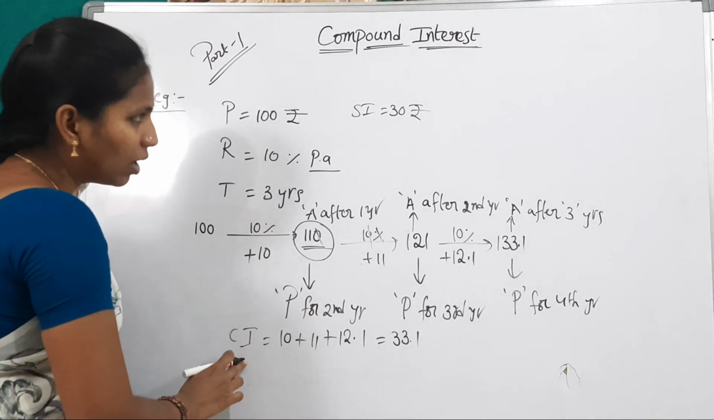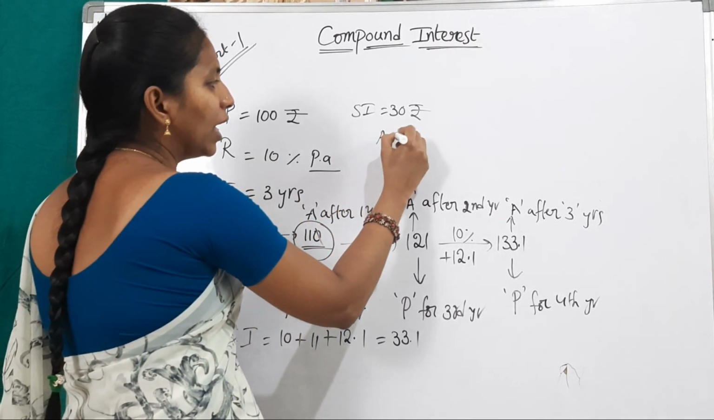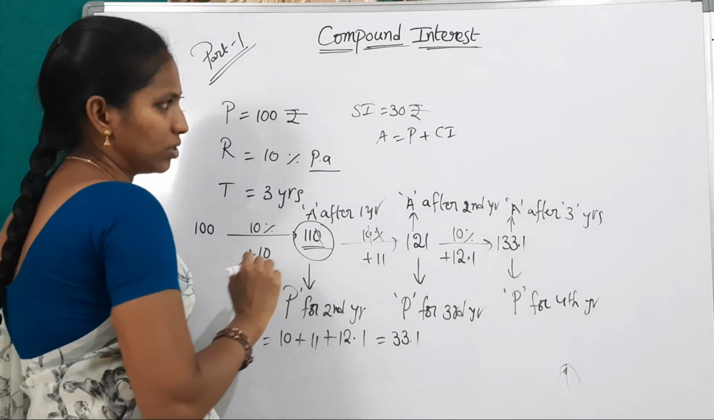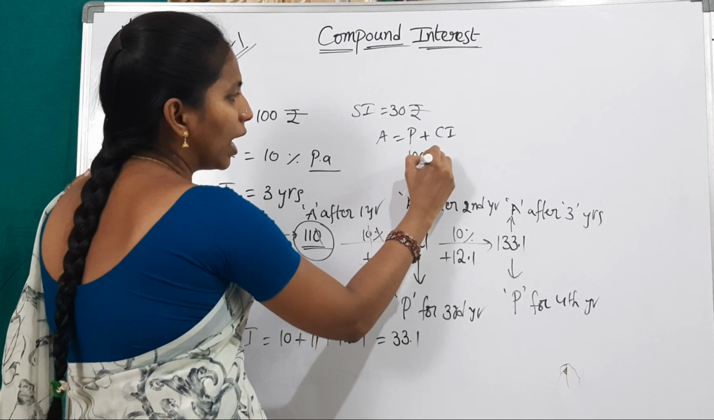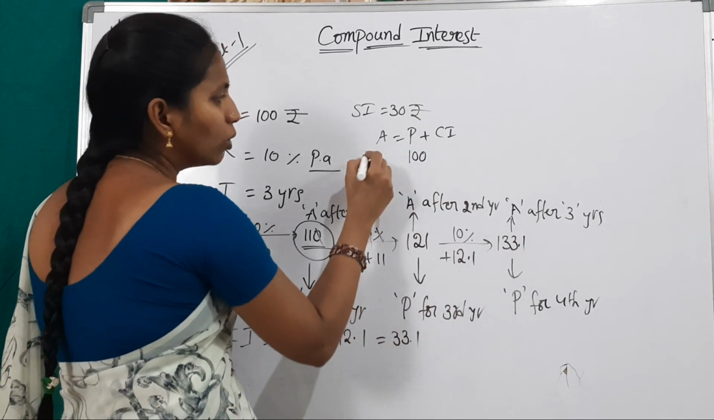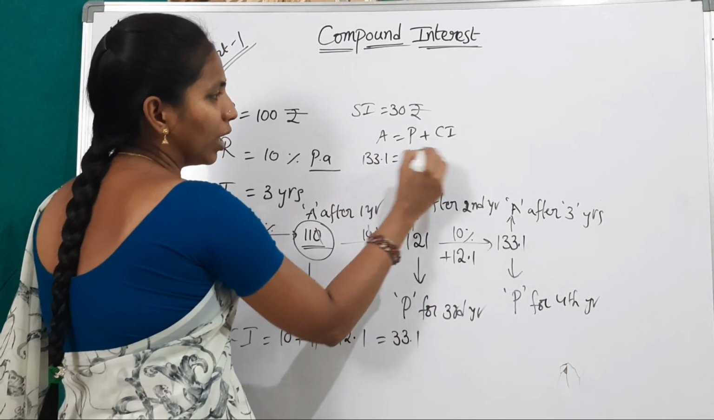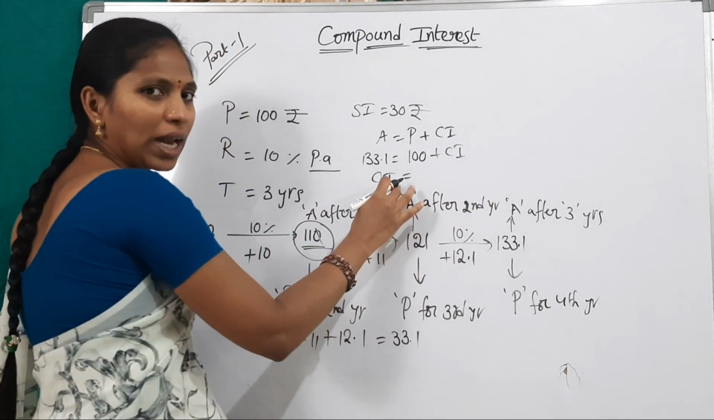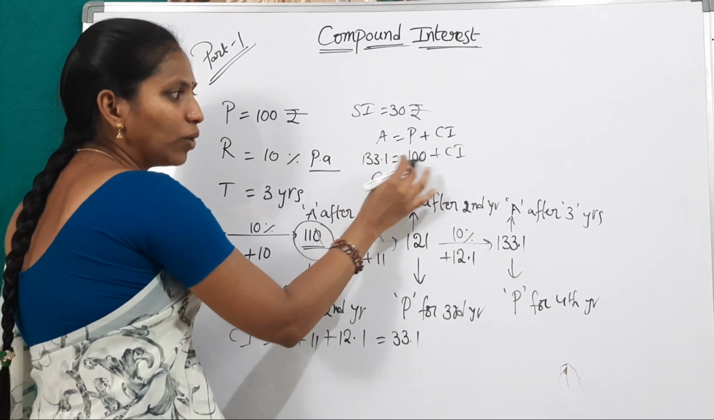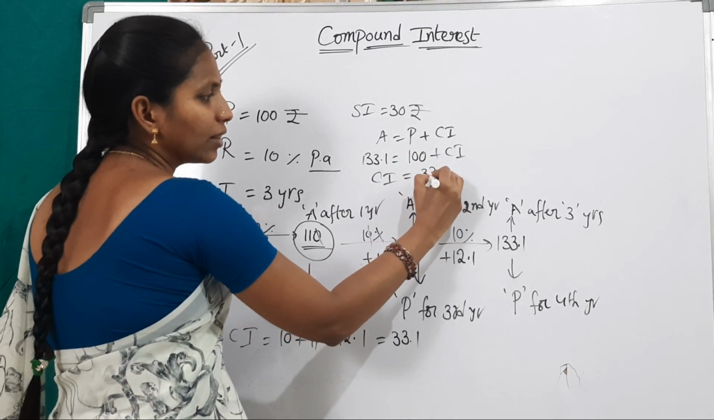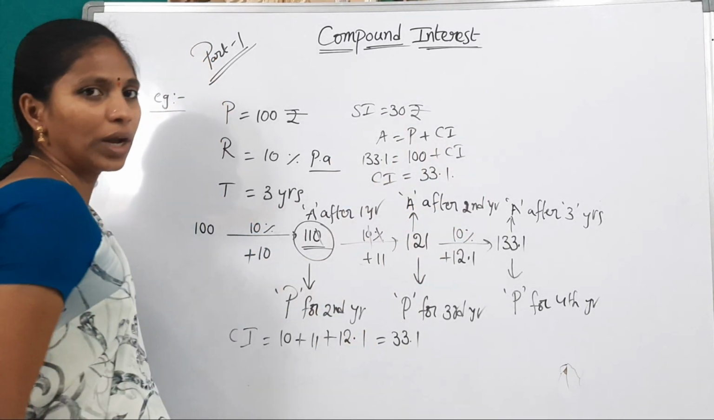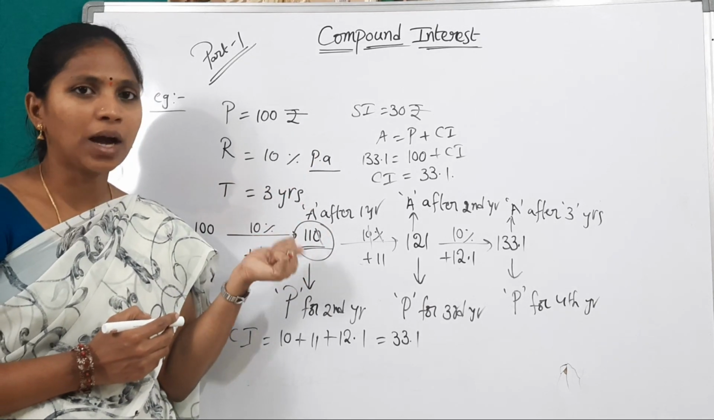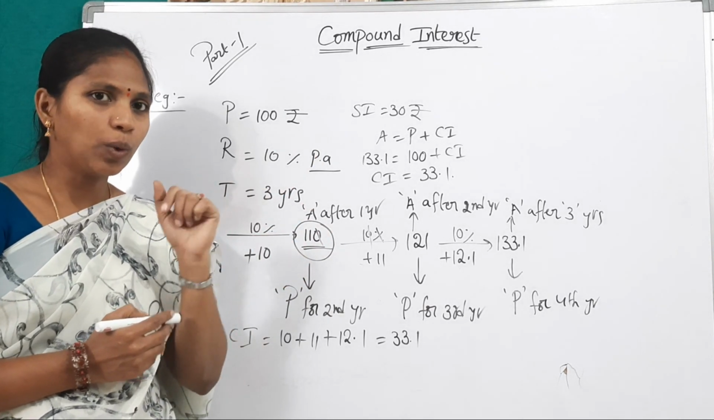Another method: what is the formula for amount? A equals P plus I. I means here compound interest. What is the principal value? 100. What is the amount value? 133.1. Then the compound interest value is 133.1 minus 100. Then we get 33.1.